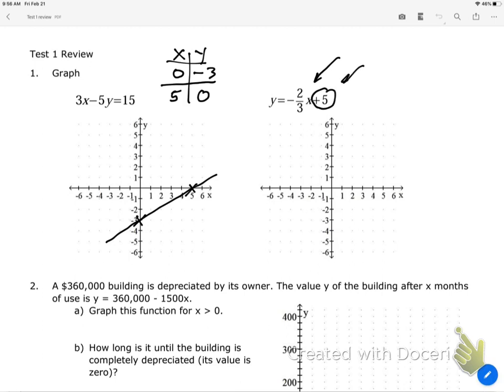Right, this one. So remember, the y-intercept is 5. We're going to start right there. Now, using the slope, we're going to go down 2 and over 3. So 1, 2, 1, 2, 3, and it goes on forever, but that's pretty much it, okay? That's those two done. Fairly quick and easy. Right, next one.